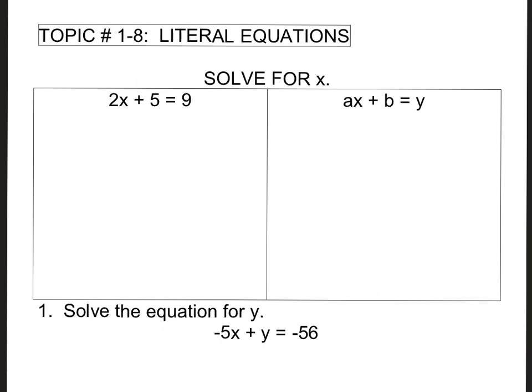This problem says that we want to solve for x. In the first one, this is pretty basic. We are going to solve for x just like we usually do. We're going to move the 5 to one side by subtracting, and we get 9 minus 5 is 4. And then we're going to divide both sides by 2 to get x by itself, and we get x equals 2. So that's what we've been used to.